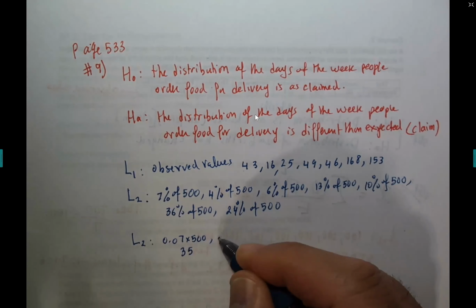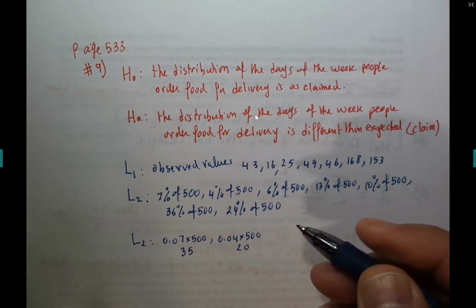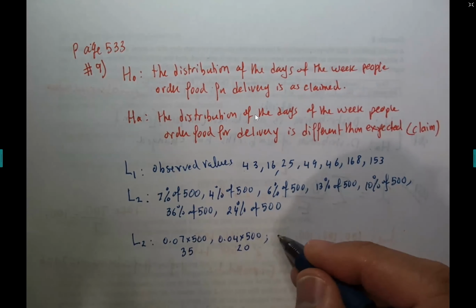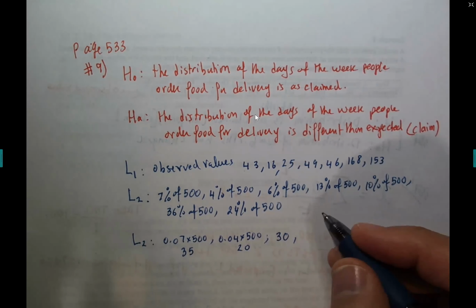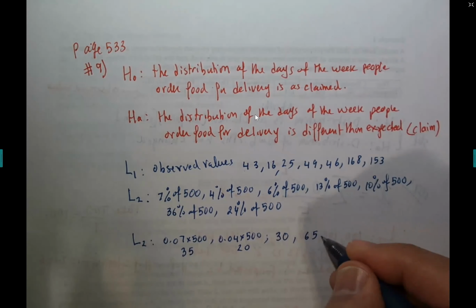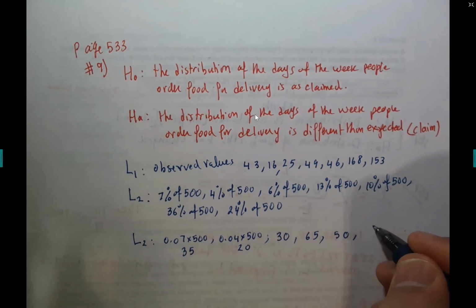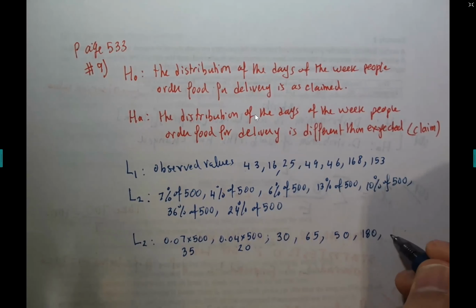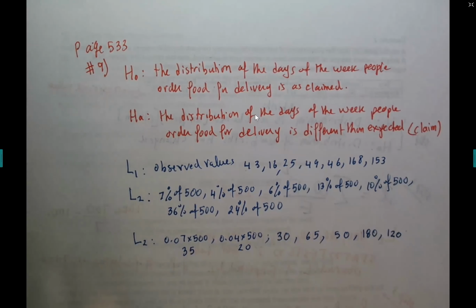And then 0.04 of 500. You can do the calculation when you put them on the calculator if you want, but I'm just going to do them right now. 6% of 500 is going to be 30. 13% of 500 is going to be 65. 10% of 500 is going to be 50. 36% of 500, guys, it's going to be 180. And 24% of 500 will be 0.24 times 500, which is 120.